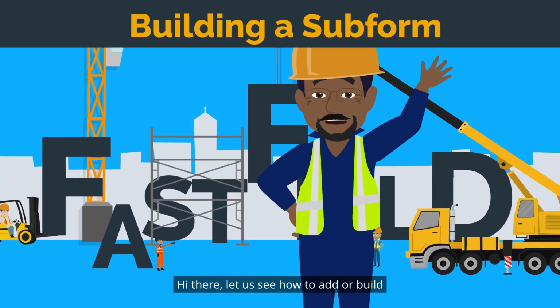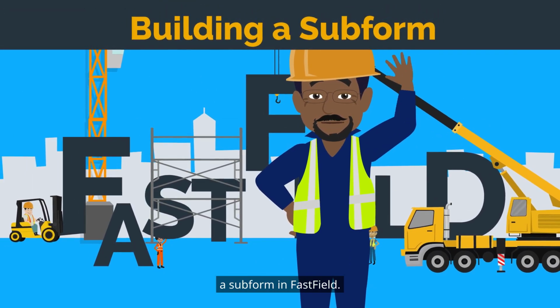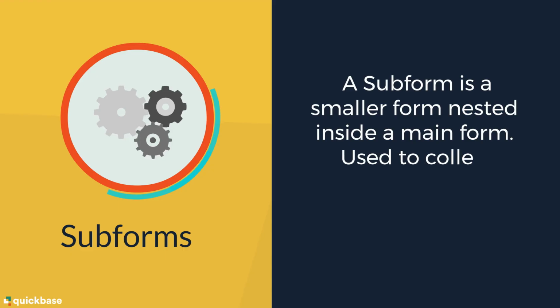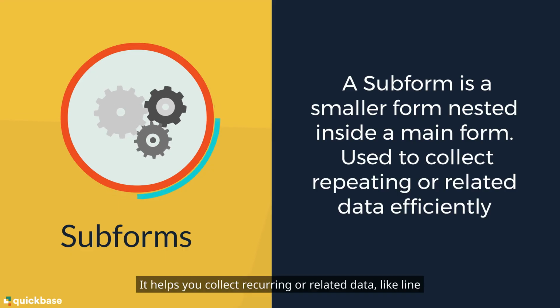Hi there, let us see how to add or build a subform in FastField. A subform is a smaller form built into a larger one. It helps you collect recurring or related data, like line items or multiple entries, without cluttering the main form.